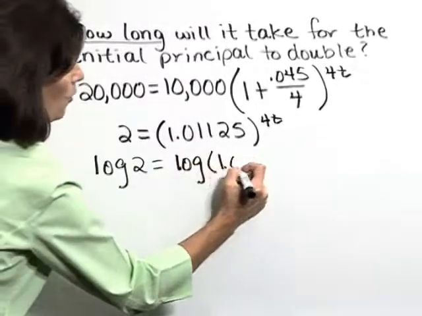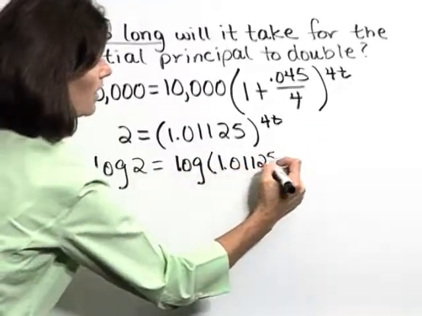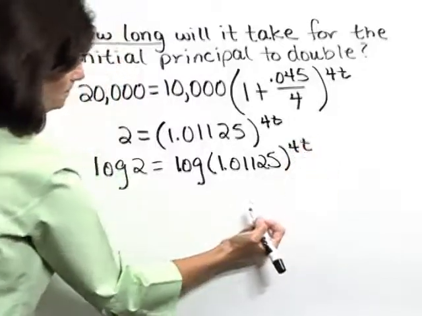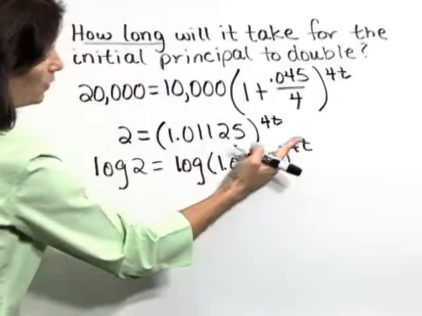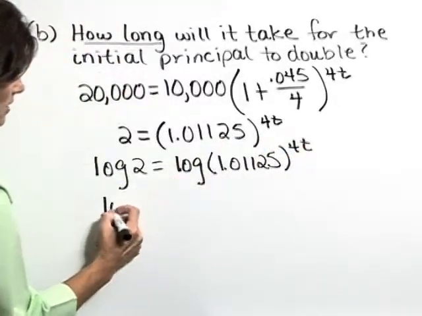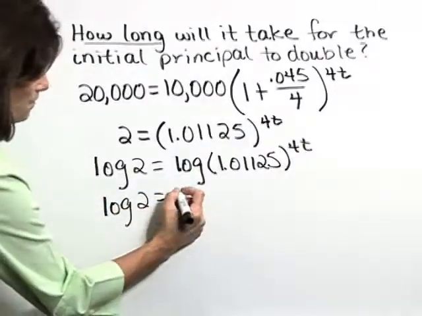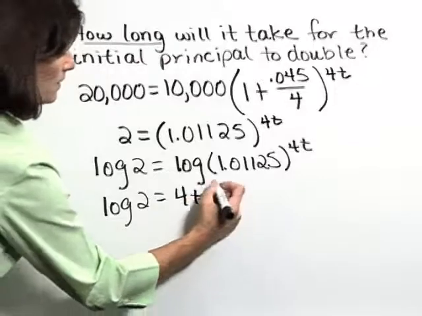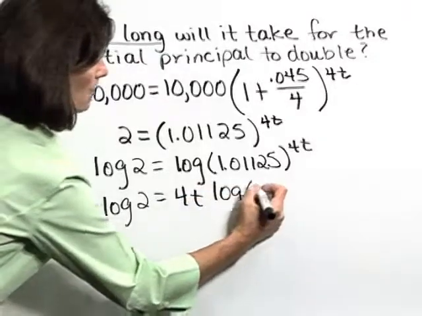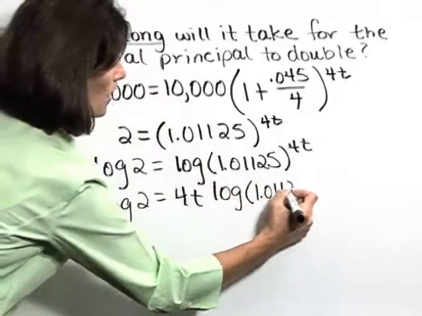log of 1.01125 to the 4t. Power rule indicates we can bring that exponent out into the front and write log of 2 is equal to 4t times the log of 1.01125.